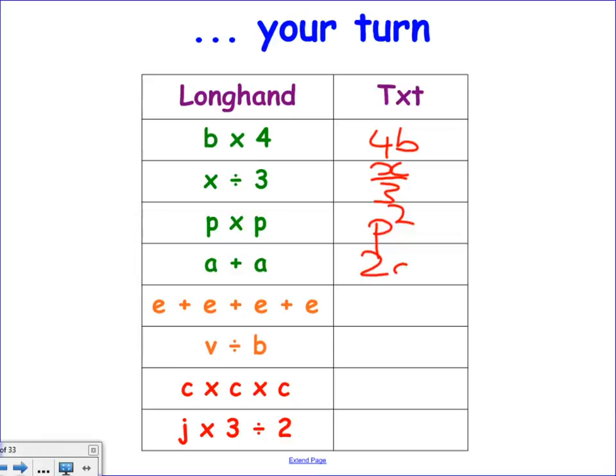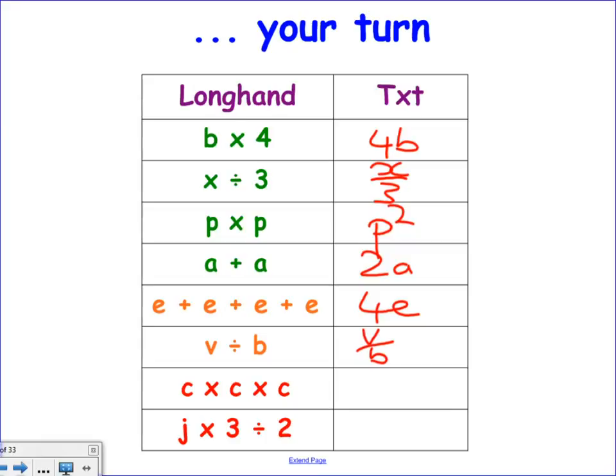2A, good. 2 A's. E plus E plus E plus E, centres. 4E. Sorry. It's alright. It's okay. V divided by B. Go on then, Lisa. I've just put B over B. V over B. V is being divided by B.